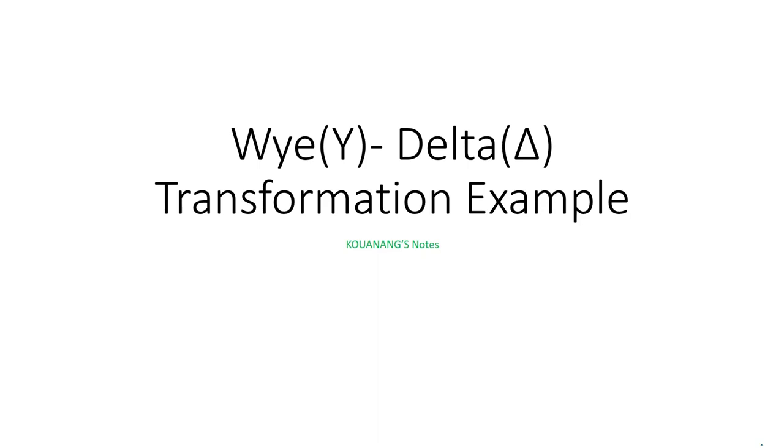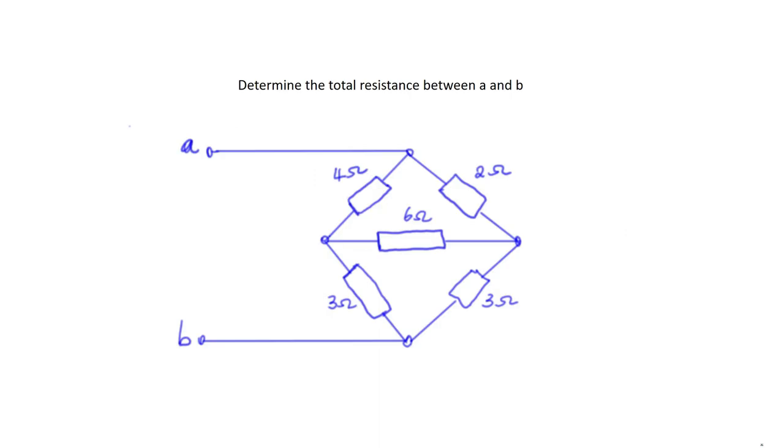Hello, so today we're going to be looking at an example with Y delta transformation and how we can use those to find the total resistance between two branches in a circuit. So here we are given a bunch of resistances and we want to figure out the total resistance between A and B. So we can make use of the Y delta transformation we saw the other time.